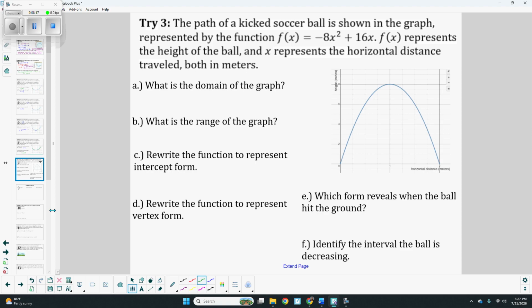So here's one for you to try. All the parts are on this page, so you can see them all. You can pause. The answer is posted in the blank notes in Google Classroom.